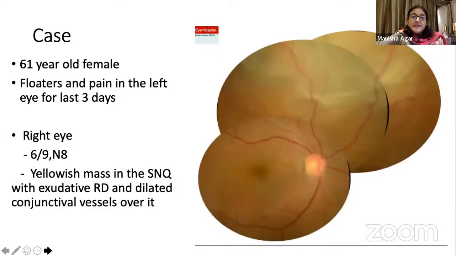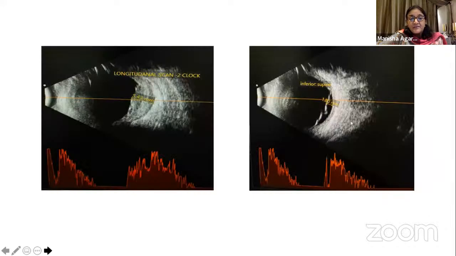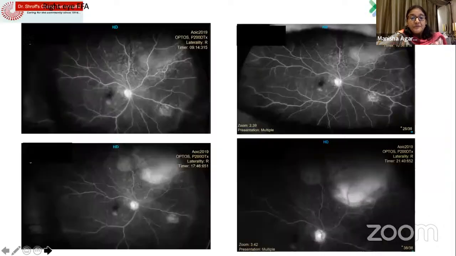This is another patient of mine, a 61-year-old female patient, complaining of floaters and pain in the left eye for last 3 days. The vision in the right eye was 6/9 NH. She had a huge yellowish mass in the supranasal quadrant with exudative RD and dilated conjunctival vessels over it. You see the OCT, it is showing a lot of ripples in the RPE with pockets of subretinal fluid. This is the ultrasound picture, which was not very much informative.